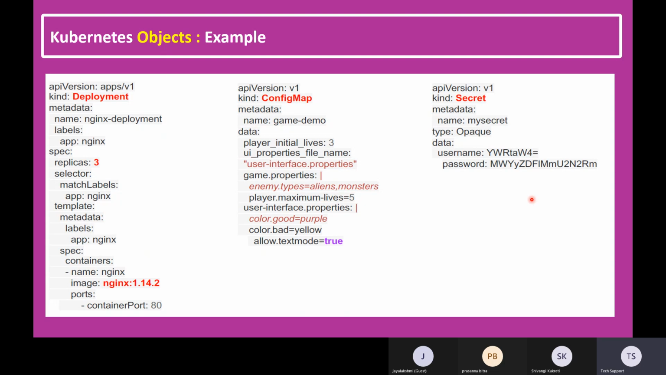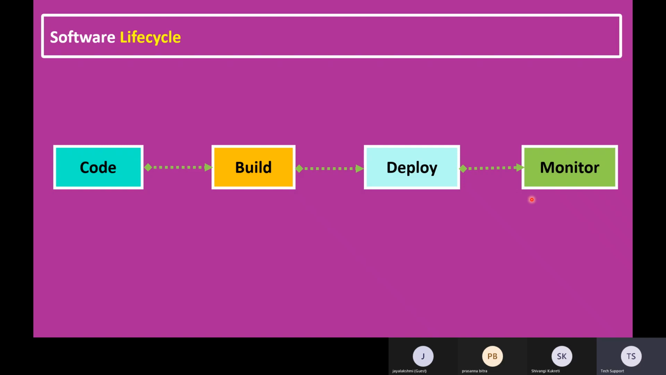But how to write this code is normally taken care of by the development team. As a vSphere technical consultant, we should have some basic idea of what objects are available in Kubernetes. Now I'm going to explain the high-level overview of the software cycle, same as earlier, how we deployed the container. The same process is the high-level process.